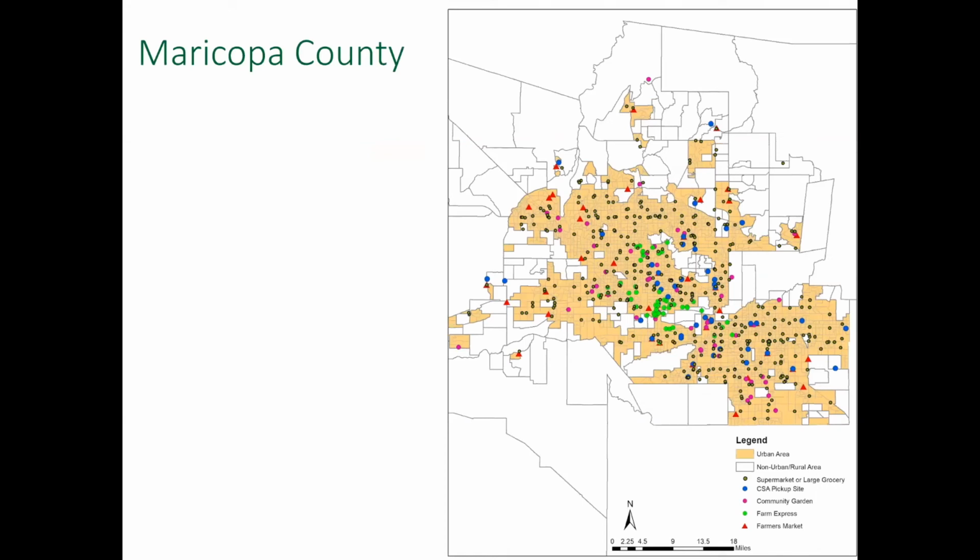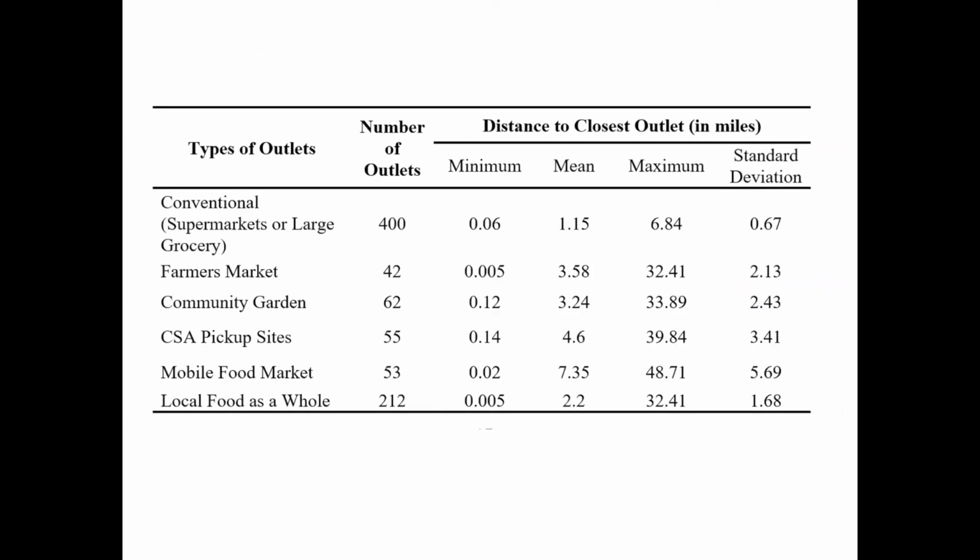Before this, we've done some research about food access in Maricopa County. I'm not sure you guys see the map here. We have some conventional food distributors, like those supermarkets, and then some local food outlets, community gardens, farms. We have a mobile food market like Farm Express, farmers markets and CSA pickup sites. We collected all the data through various sources and we mapped them. And we also calculated from each neighborhood how close those outlets are.